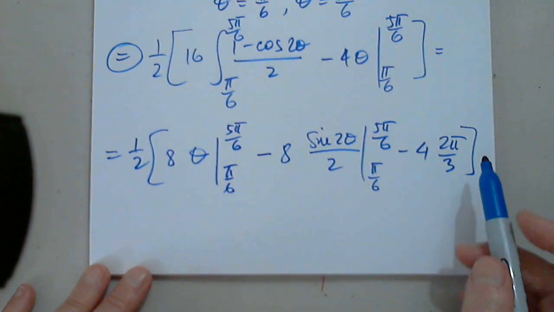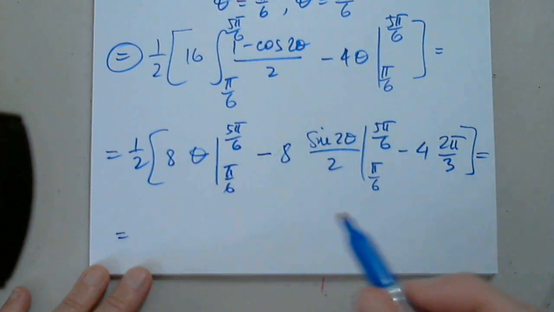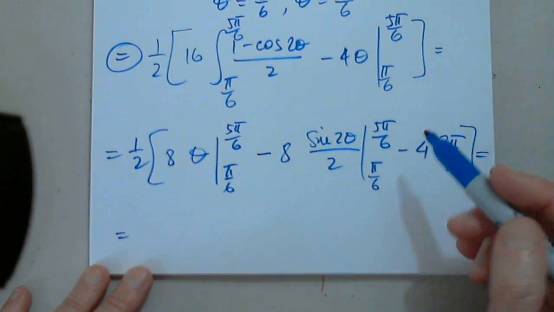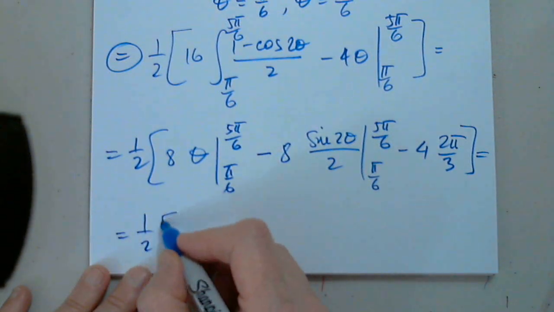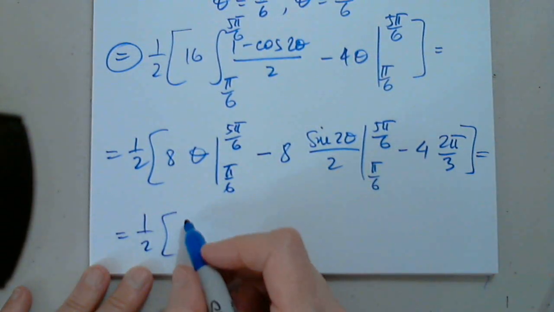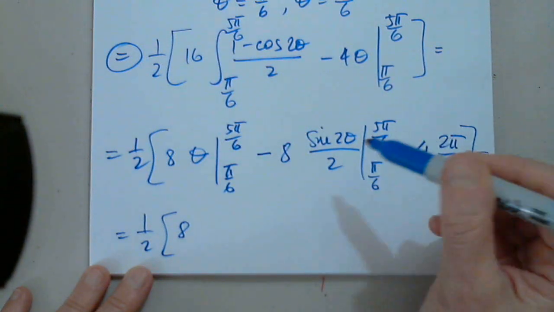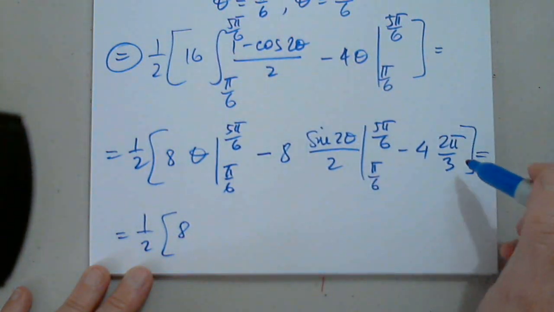Okay, let's see what else is here. Now let's see what happens when we plug in these. No, they will not be 0. Nope. Okay, it doesn't appear. So let's see. So we have 8. Again, 5 pi over 6 minus pi over 6 is the same thing. It's 4 pi over 6, which is 2 pi over 3.